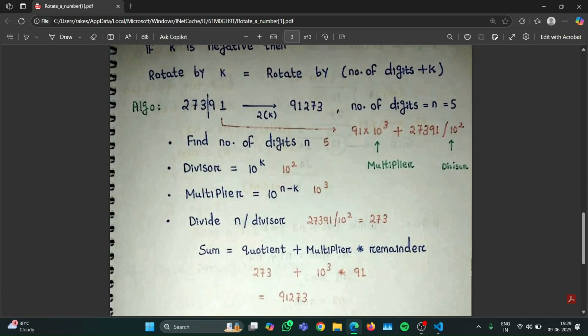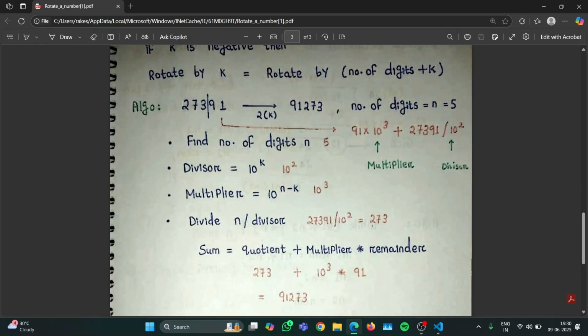Getting my point? So, first of all, we have to find the number of digits n. Here we have to find the number of digits n of the given number, that is 5. Then we have to multiply this 91 with some multiplier, and then divide this 273 with some divisor, so that the 91 place value becomes higher than 273, because 91 coming forward means that this 9 and 1 are getting an increment in their place value. In the original number, the values of 9 and 1 are tens place and ones place. In the rotated number, the value of 91 is increased because their place values are now higher than they were in the original number.